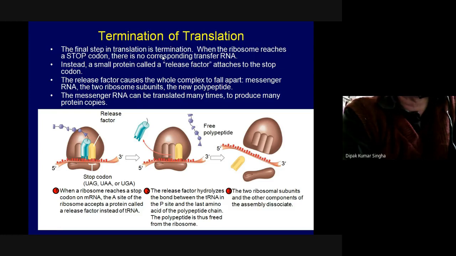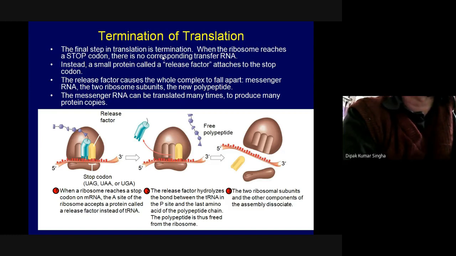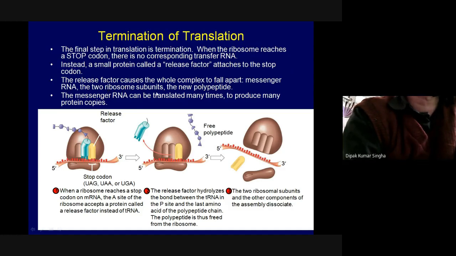When the ribosome reaches a stop codon, there is no corresponding transfer RNA. Instead, small proteins called release factors attach to the stop codon, and these release factors cause the whole complex to fall apart: the messenger RNA, the two ribosomal subunits, and the new polypeptide are released. The mRNA is translated many times to produce many protein copies. Ultimately, the stop codon inhibits protein synthesis, and they stop the protein synthesis.